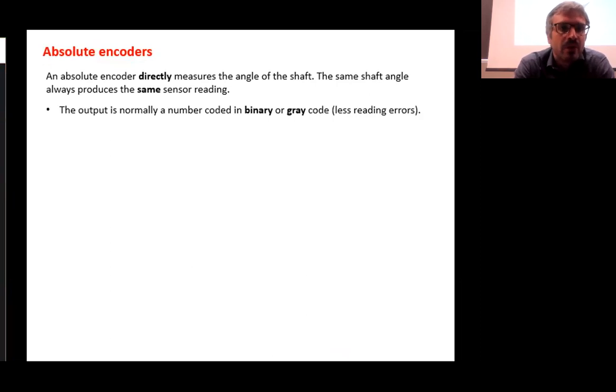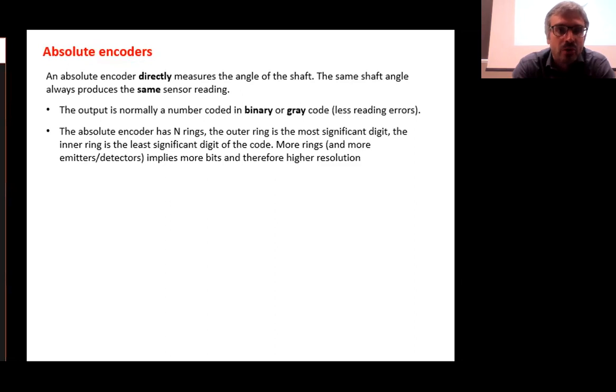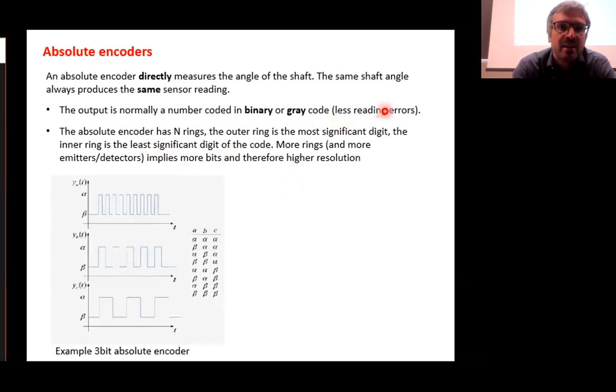So the output of the absolute encoder is a digital output, a binary number, and normally it's encoded in binary or using gray code. The advantage of the gray code is fewer reading errors, because only one bit changes between one code and the other. We need to think about an absolute encoder as an element with n rings with different holes inside, where the outer ring represents the most significant digit of the binary number that represents the digital output, and the inner ring is the least significant digit of the code.